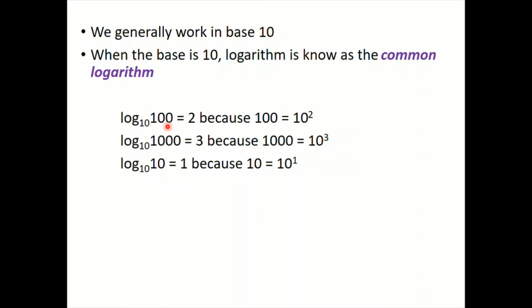We see that set out here just to make it a little bit easier. 10 squared equals 100. And similarly down here, the log of 1000 to the base 10 is 3, because 3 is the power that 10 needs to be raised to in order to get this particular number of 1000.